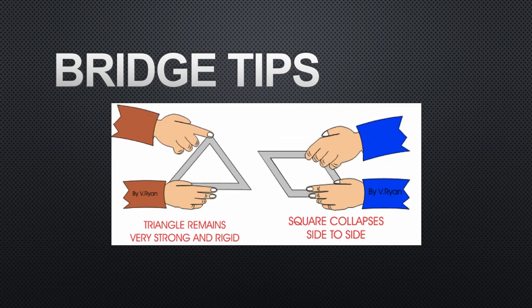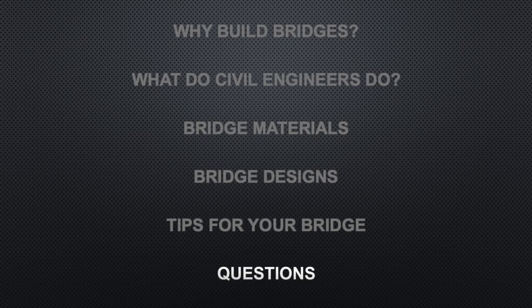Okay, so I think now you have enough information to go on with your assignment. We know why people build bridges. We talked about what civil engineers do. We learned about the 4 main bridge materials. We learned about some bridge designs, and we learned about tips for your bridge. Now, I will suggest that most people should build a truss bridge. That should be where you should spend your time and research, because suspension bridges are very hard to actually pull off in a model. You really need to have a full-scale steel bridge to make that work.